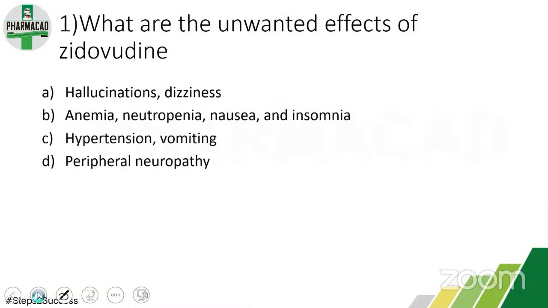Okay, so what is the first question? What are the unwanted effects, it means side effects, of Zidovudine? So as we all know, Zidovudine is used in the treatment of HIV, and it inhibits the HIV reverse transcriptase enzyme. But there are some side effects. It may cause bone marrow problems, which include fever, chills, sore throat, pale skin color, or tiredness or weakness. But especially it shows anemia, neutropenia.